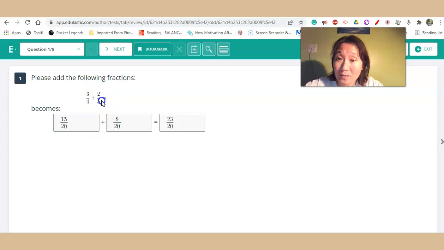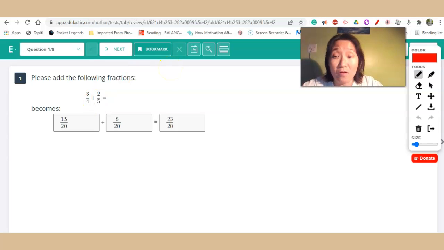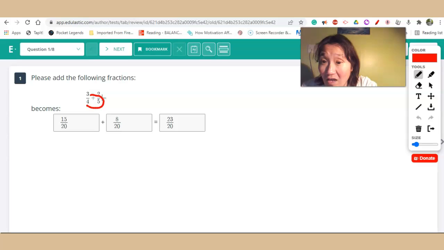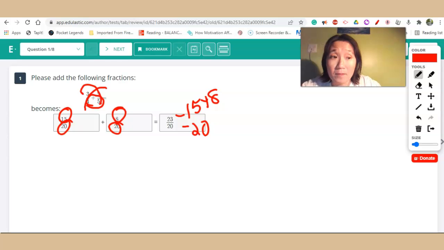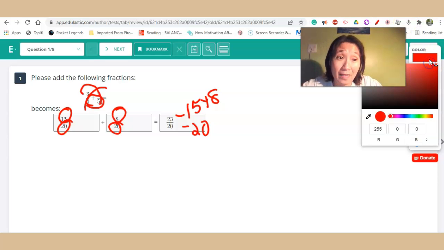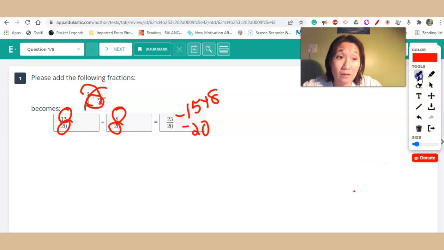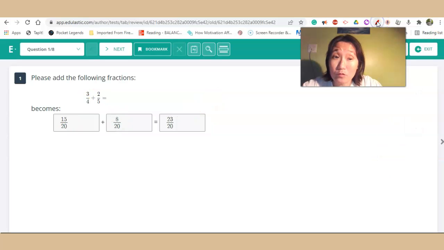Remember, 4 times the 5 gives you 20. 5 times 3 gave you 15. 4 times 2 gave you the 8. Then you add the 15 plus 8, and this is just the 20. Okay, so that is what that is. That is how you get the answers.